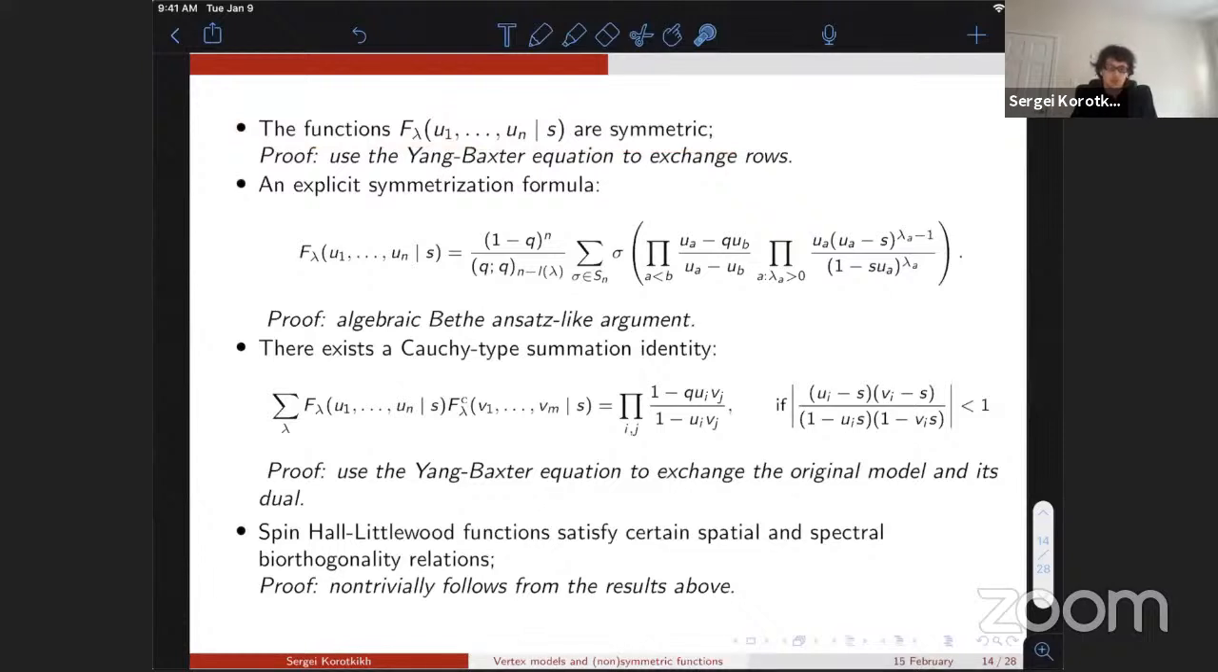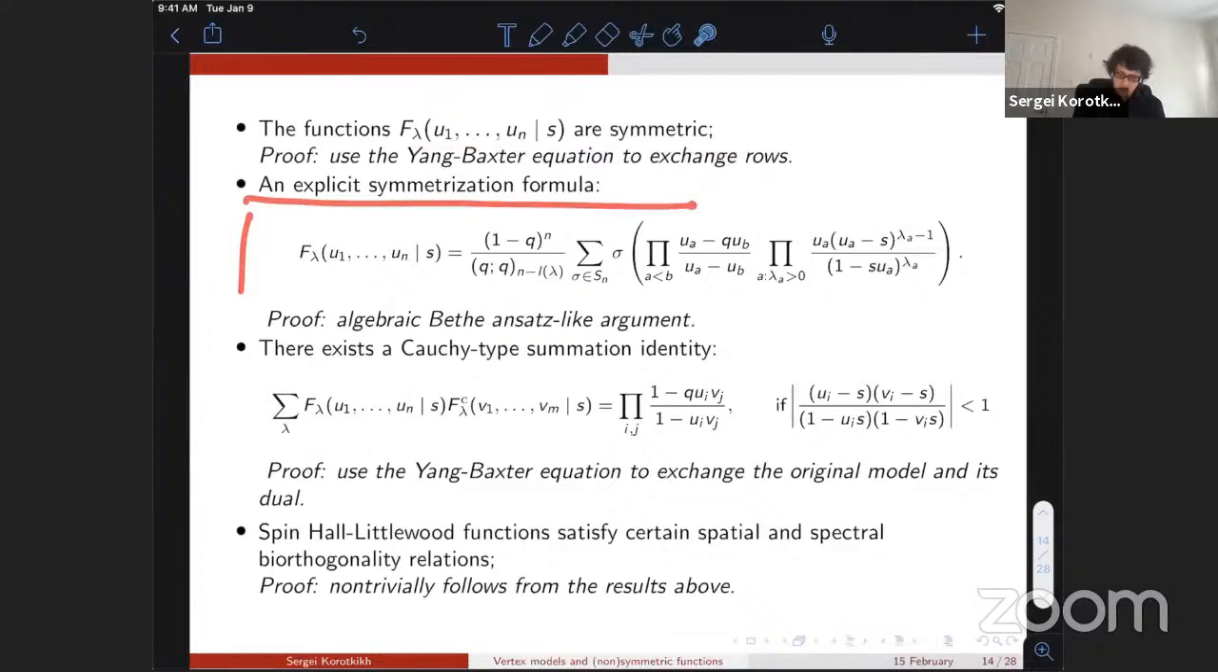We can add an additional artificial vertex on the right end of my partition function, move it through the whole model using the Yang-Baxter equation, and then it will cancel out on the left edge of my partition function. And the result will be the same partition function, but with two variables u exchanged. And this will prove that the resulting functions will be symmetric.